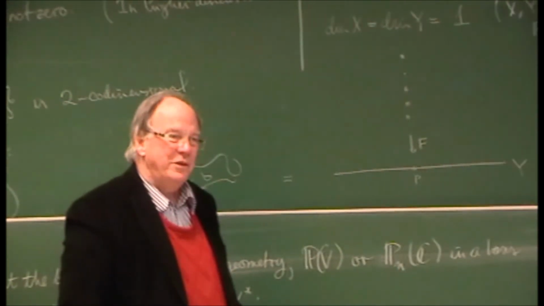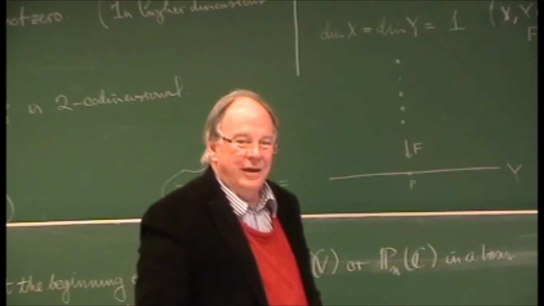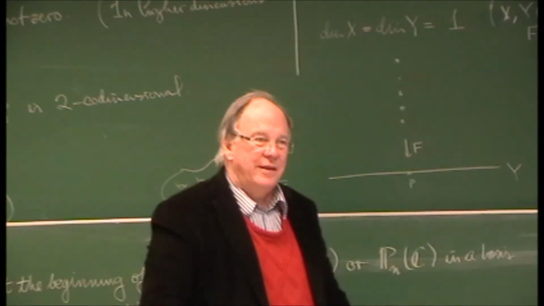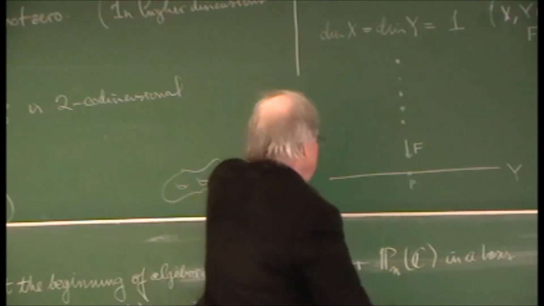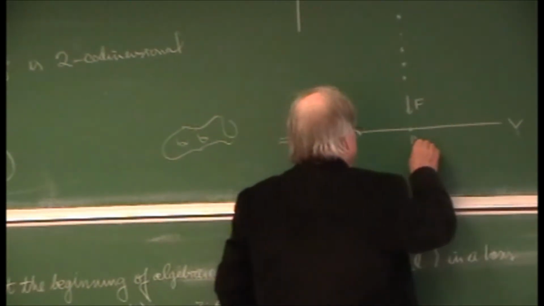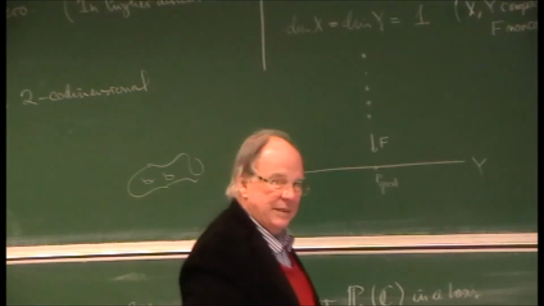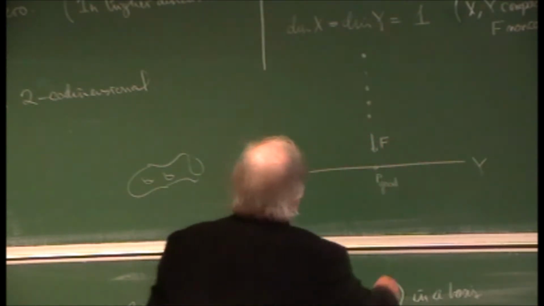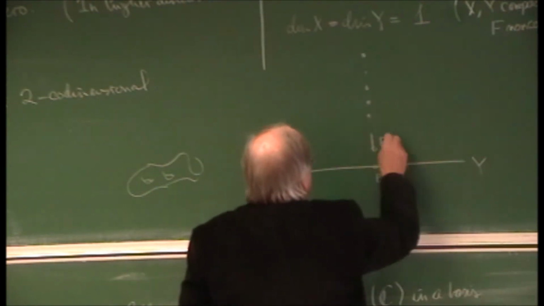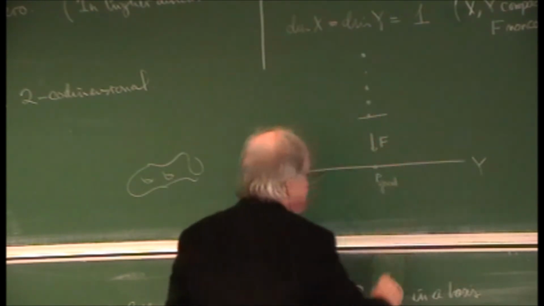Okay, so we have good points and bad points. I think we should be optimistic. Let's look at a good point. So let's call this point good. That means that the map does not ramify over it. That means that at every point here, the map is of maximal rank.